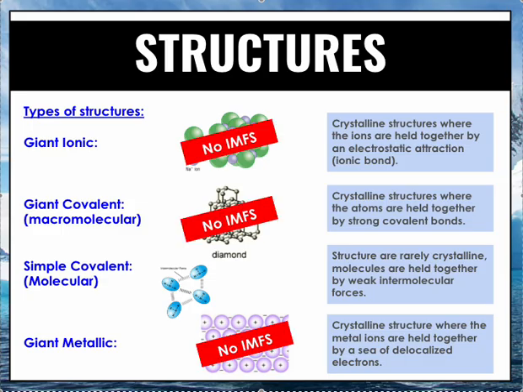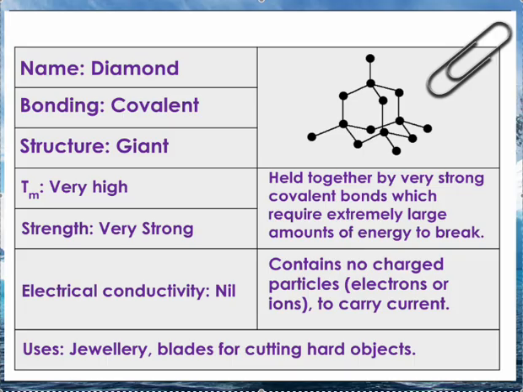So giant ionic doesn't have IMFs, giant covalent doesn't have IMFs, and neither does metallic. Only simple covalent molecules do have IMFs. These simple covalent molecules can be massive and they can be crystalline in nature, but the majority of the time they are not. Okay, so let's talk about the first allotrope of carbon, which is diamond.